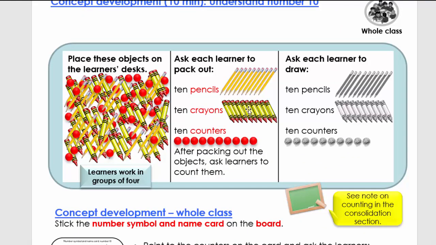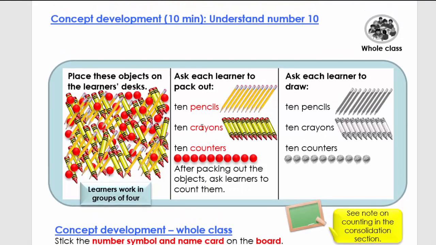So now what we're going to do is go to the concept development for today, and we're going to work with 10 objects today. So I want you to choose any 3 objects where you have 10 of in your house, and you need to pack them on the table, but make it more than 10. So then you ask the child to show you 10 pencils, 10 crayons, and 10 counters. Whatever object you have at home.